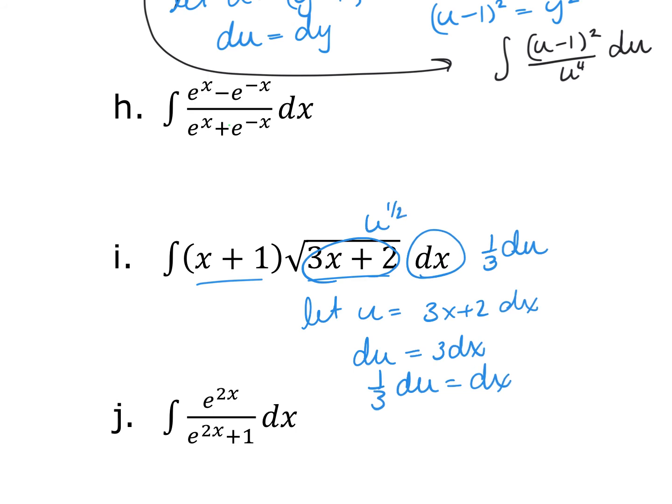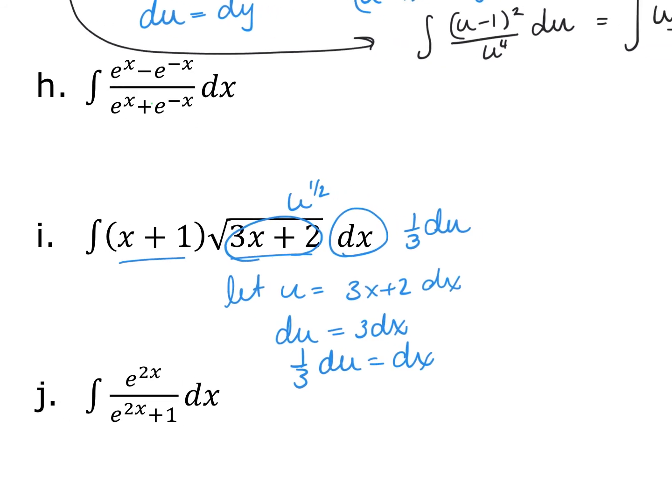And you're thinking, okay, I have this x here. Oh, and I shouldn't have this dx right here. I have this x here. I have x plus 1, so you make the adjustment.